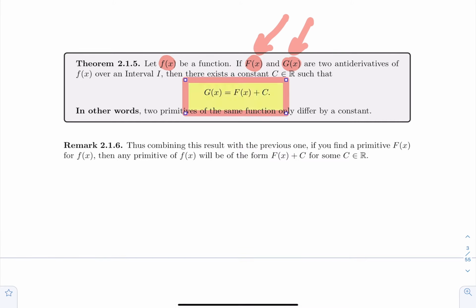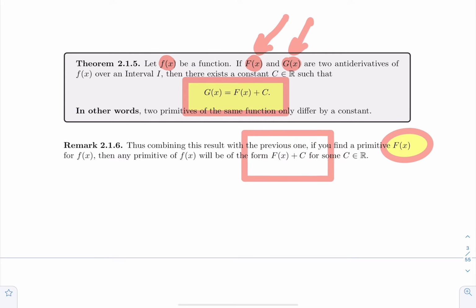Well, if you find one, you get all of them. Why? Because simply by adding to that one primitive any possible constant, you're going to be creating a family of functions. And that family of functions is going to be the set of all possible primitives, or the set of all possible antiderivatives for that function. So it's very powerful. These two results combined allow you to say that if you have one, you basically understand the structure of all possible primitives out there.